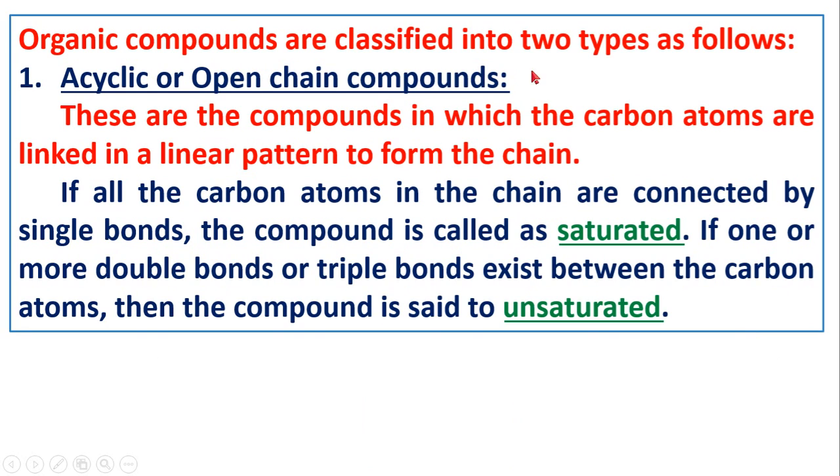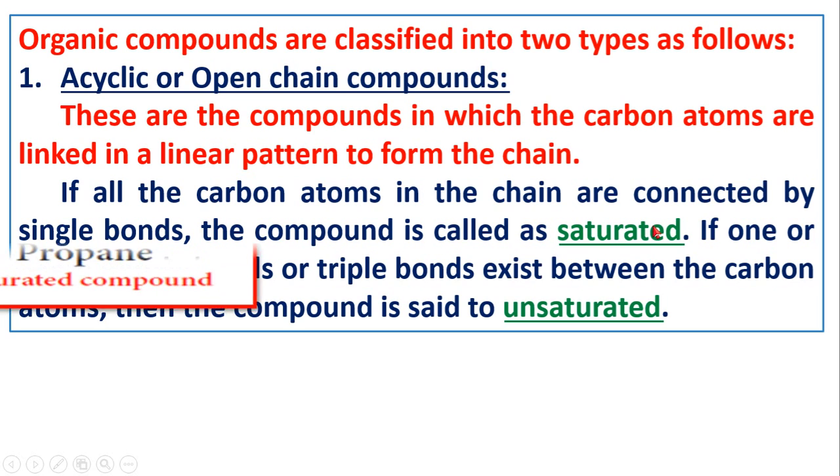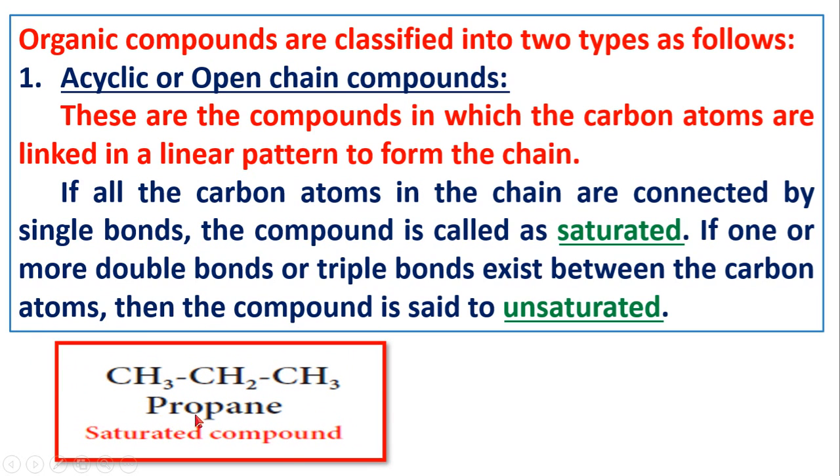Organic compounds are classified into two types as follows. Acyclic or open chain compounds. These are the compounds in which carbon atoms are linked in a linear chain, a straight chain. If all the carbon atoms in the chain are connected by single bonds, that compound is called saturated. For example, propane, CH3-CH2-CH3. The name is propane. It is a saturated compound.